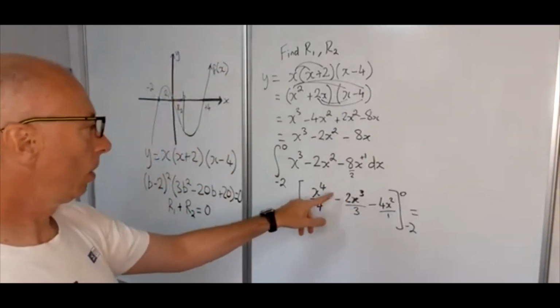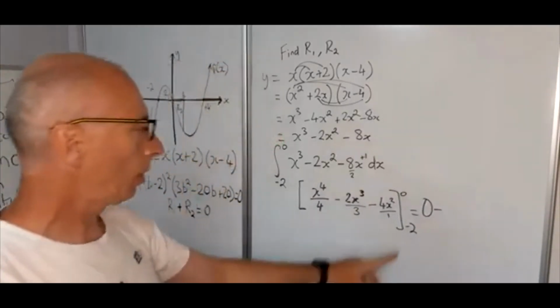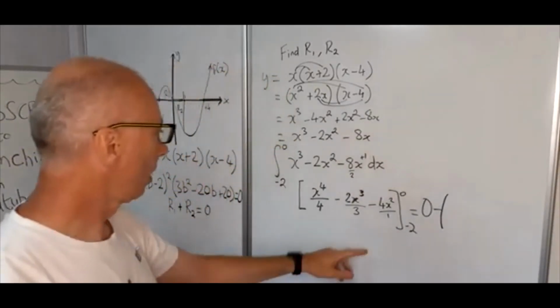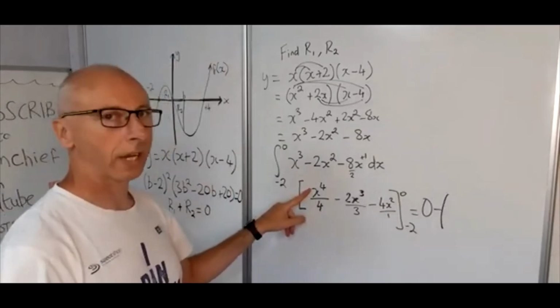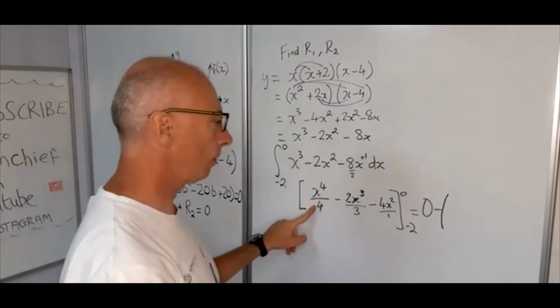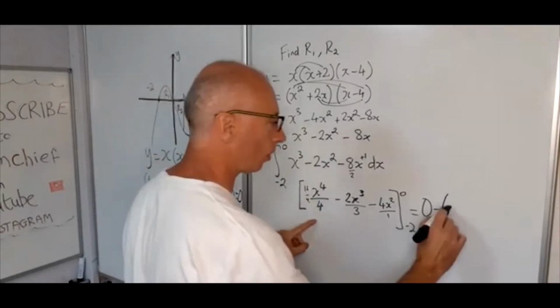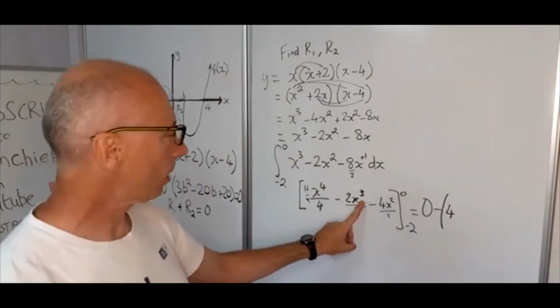Plug in 0, all these terms, we get 0. And now we're going to plug in minus 2. So let's open the brackets. Minus 2 to the power of 4: minus 2 squared is 4, 4 squared is 16. 16 over 4 is 4. Let's just write this down as we go along.